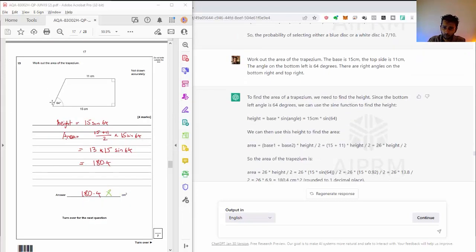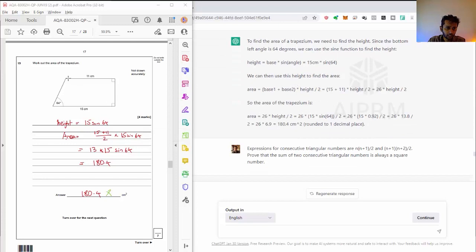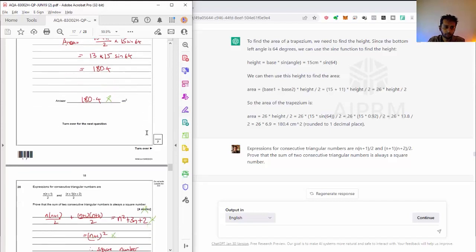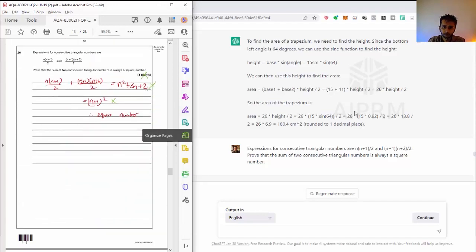Number 19, I thought I did my best to describe this trapezium and get it to work out the area of the trapezium, but it initially worked out its height wrong. So it's trying to work out the height here, and it's done 15 sine 64, but what it should be is the difference between 15 and 11, so it should be 4 sine 64. And had this been 4 sine 64, this would have been worth some marks. But because of that, no marks.